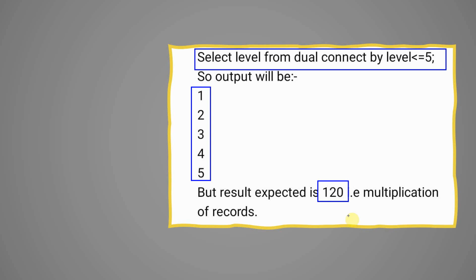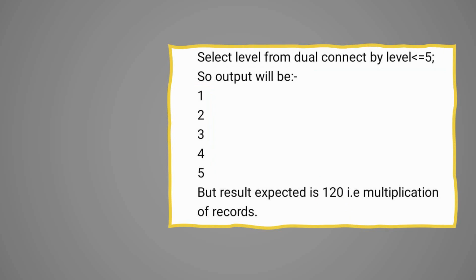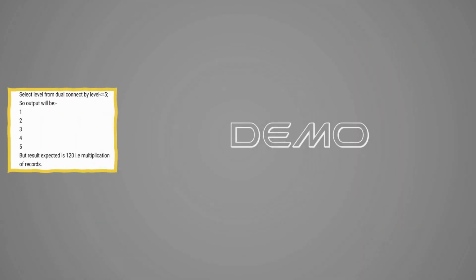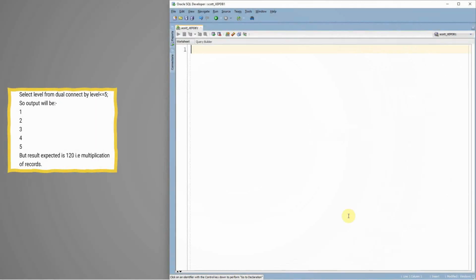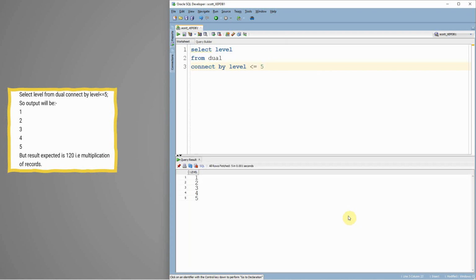Fine. First, I will write and show you the query, then I will explain how the query is working. First, let us write a query just to print a sequence number from 1 to 5. So I'm just going to write select level from dual connect by level less than or equal to 5. This query will print a sequence from 1 to 5. But the expectation is we need to multiply all these 5 values.